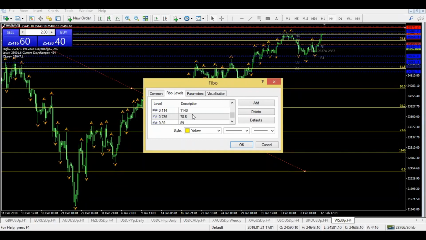Can you repeat the numbers again? Add it, and I will tell you and I will type. 0.114. And the next one, the front of it, would be 11.40.